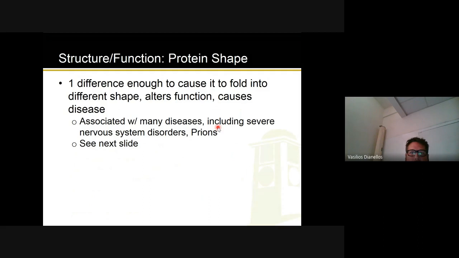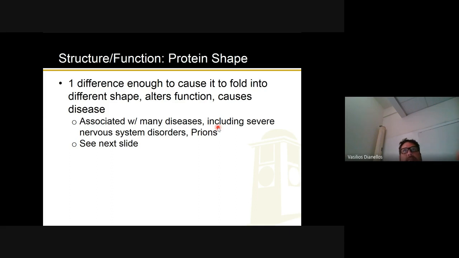All right. This is everything I've said, but now it's in writing. You can see the words. If you change out one amino acid, if there's one difference, that's enough to cause the protein to fold into a different shape. Again, if it has a different shape, that means it has a different function. Sometimes that just completely destroys the function altogether. Either way, that could cause diseases.